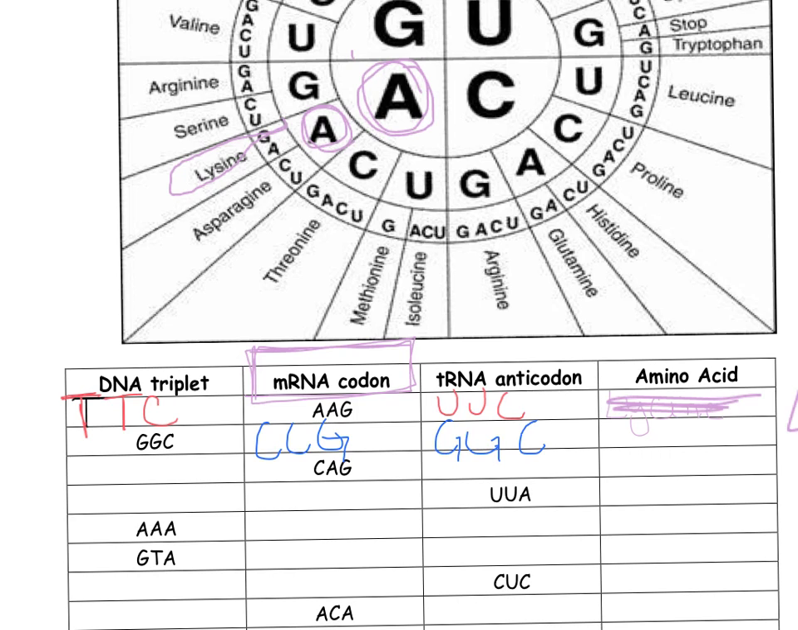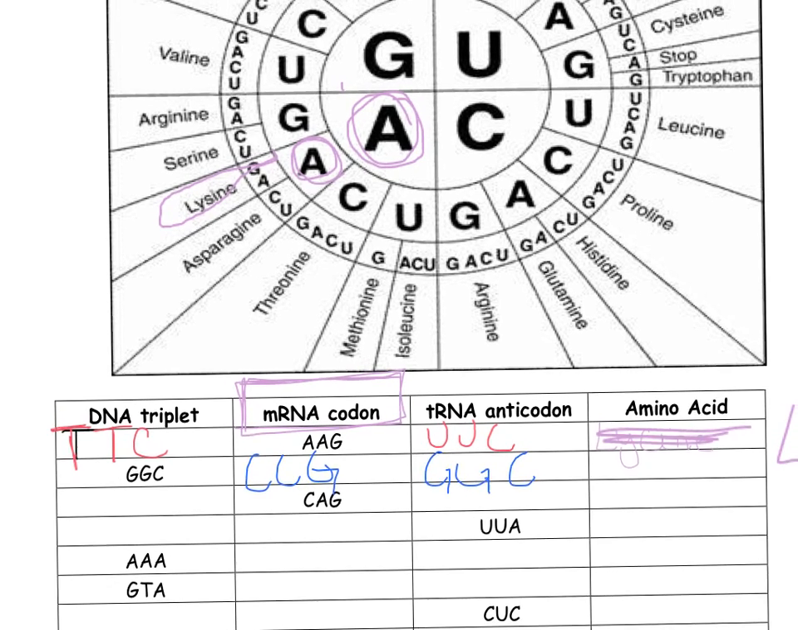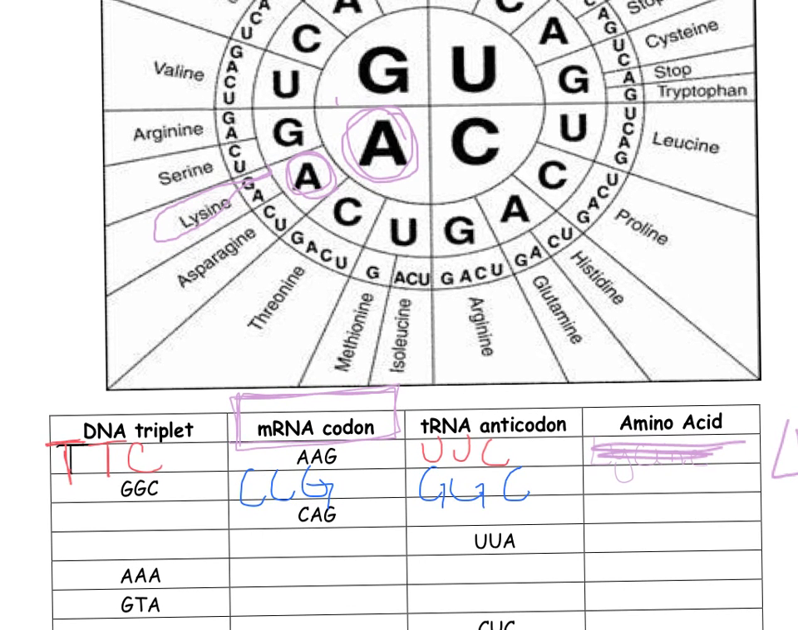But now we have to figure out the amino acid. So again, we need to use the mRNA codon of CCG. So if we look here, C is right here, and then C again. And if we read out, G is right here. So we are looking at proline.